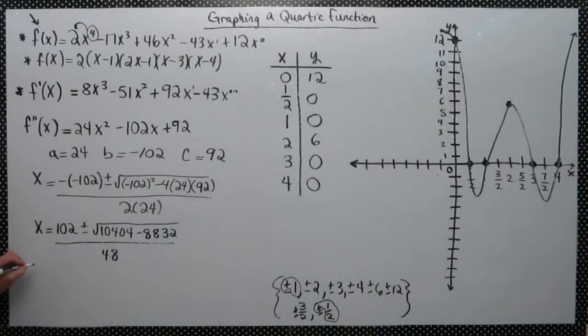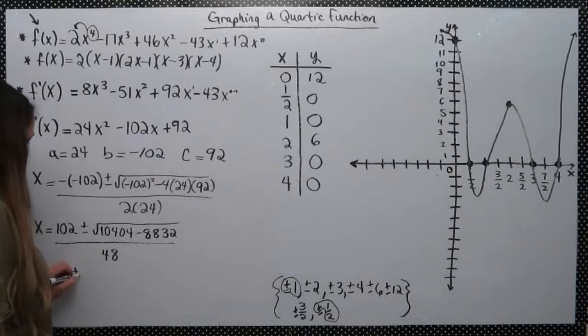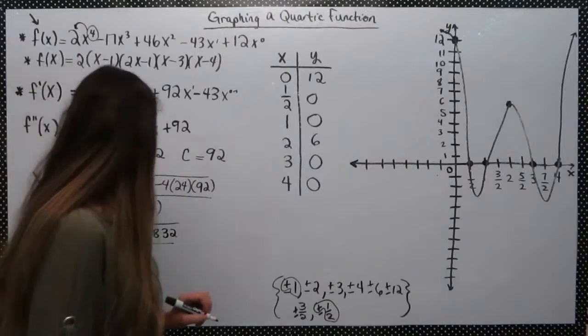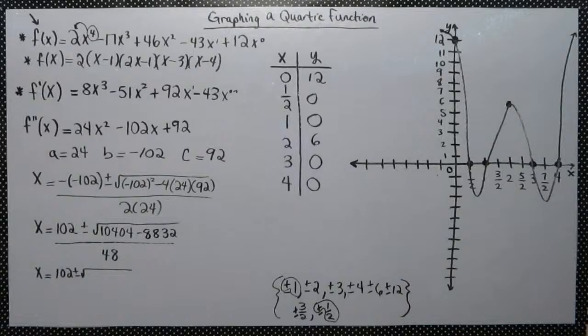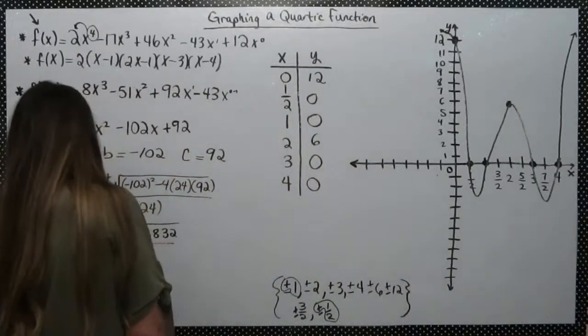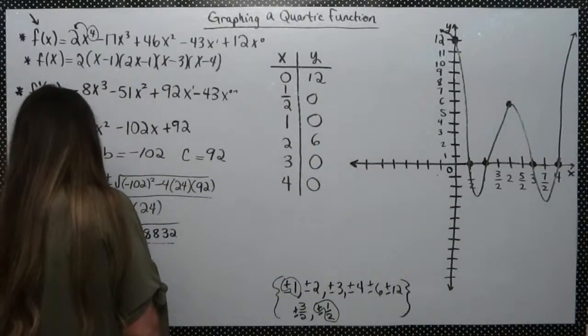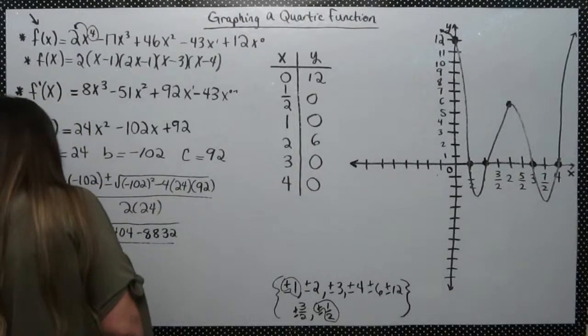All right, so we have x equals 102 plus or minus the square root of 10,404 minus 8,832. And I'm getting 1,572. And that is all over 48.